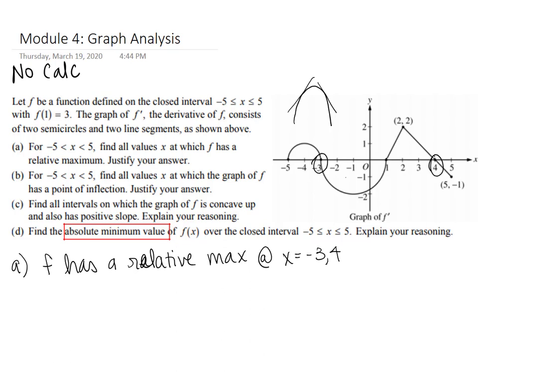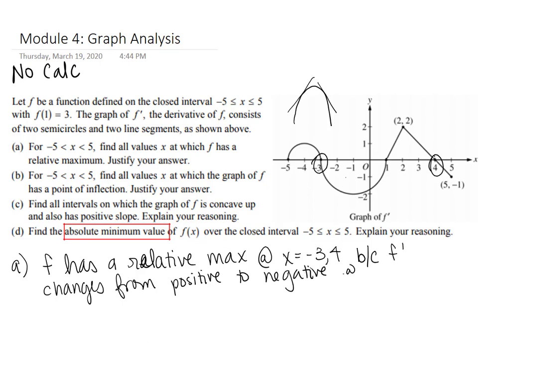Note that I didn't say it has a relative max. I used the function's name. So f, make sure you're using names. That's a big thing that they're looking for. F has a relative max at x equals -3 and 4, and then we need a justification. So because f prime changes from positive to negative at those points. So again, f prime, f, using names, no pronouns.